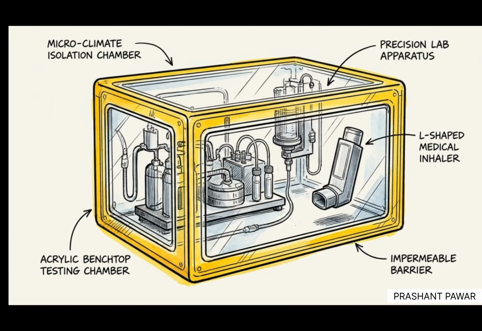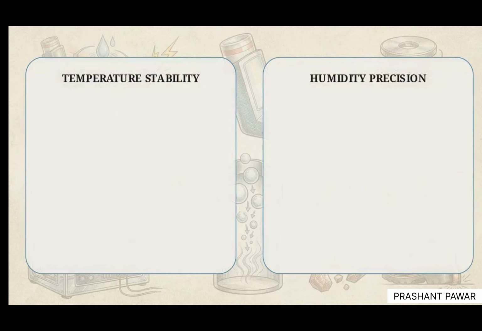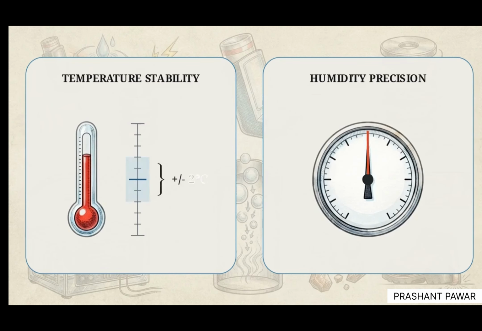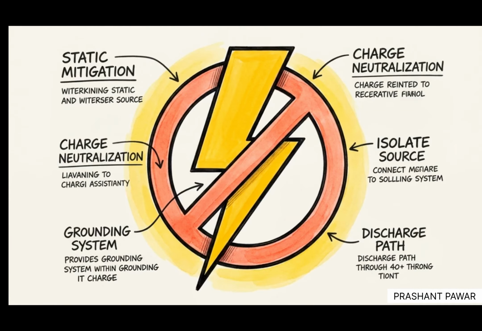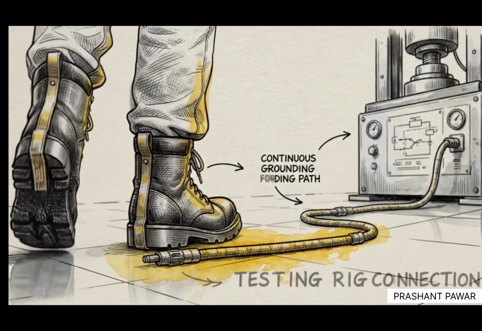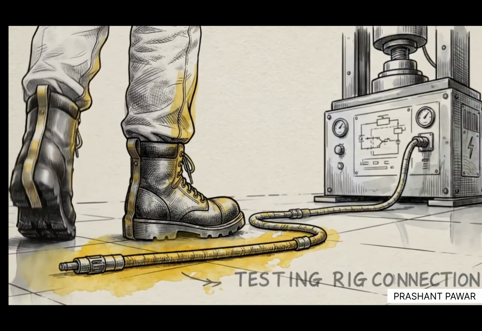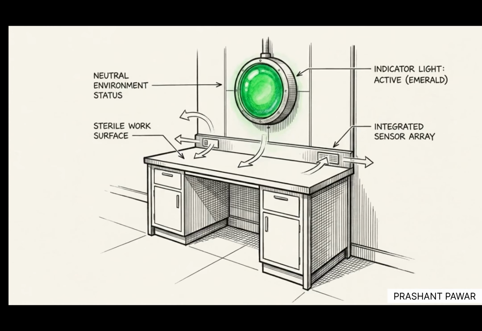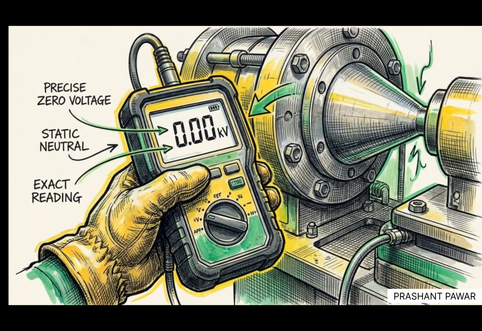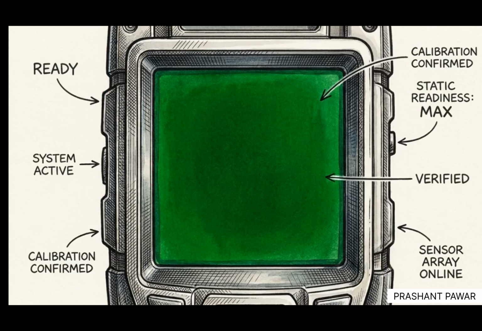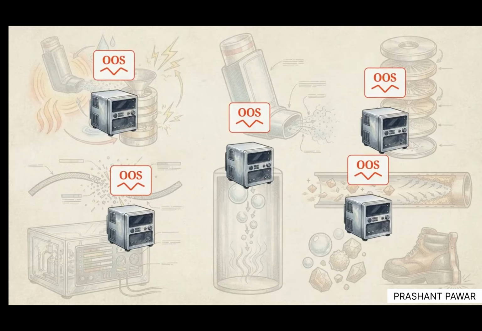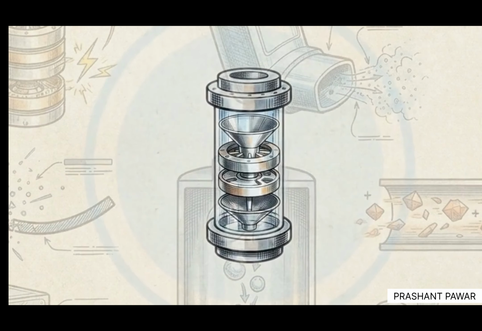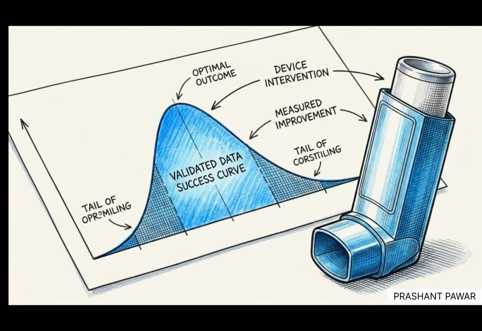The third solution is active static mitigation. Technicians must physically ground both the equipment and themselves, which often requires wearing specialized anti-static shoes to prevent charge buildup while moving. To verify the environment is neutral, labs deploy ionization bars and use handheld static meters to confirm the air is ready. By shifting focus from the entire laboratory to the immediate microenvironment, scientists eliminate costly out-of-specification errors. This ensures the resulting data reflects the true performance of the inhaler, not the limitations of the room.